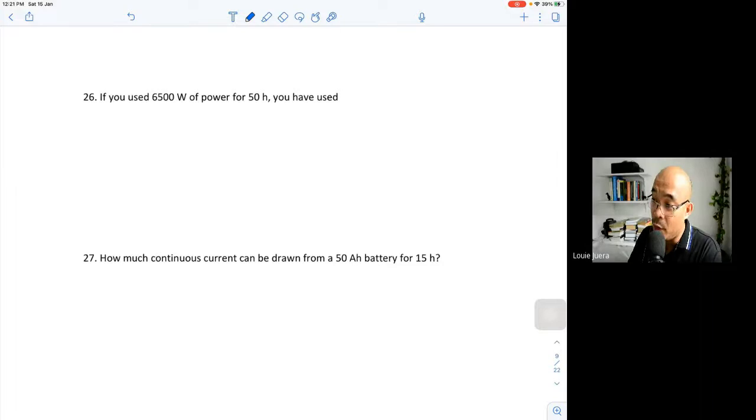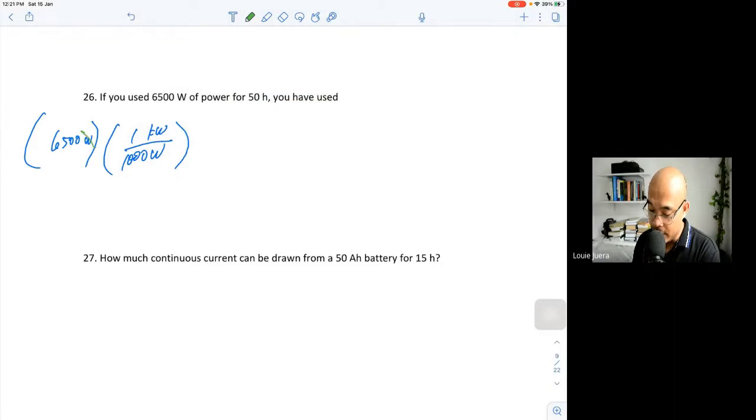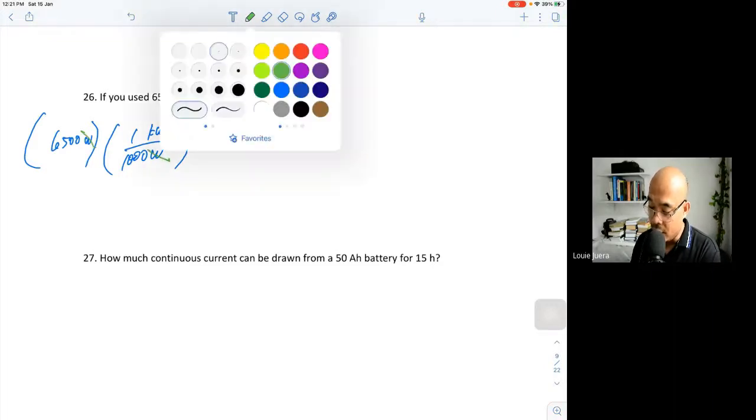If you use 6,500 watts of power for 50 hours, we have to consult the kilowatt hour. So again, do not multiply directly. We have to convert that 6,500 watts first to kilowatts. You just have to divide that one. Based on the conversion factor, 1 kilowatt is equal to 1,000 watts. So we just multiply that with 6,500 watts, and then the watts here will be canceled out.